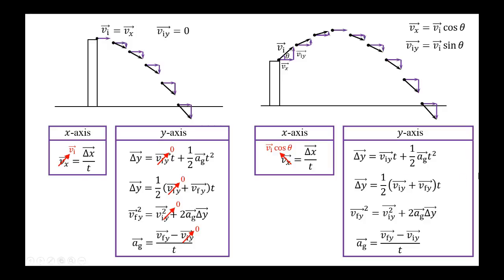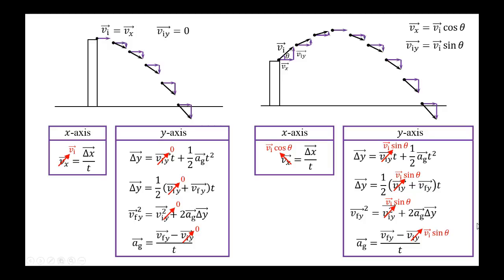And in these equations, the initial y velocity is not 0. It's the vertical part shown by this upward arrow. And that vertical part equals Vi sine theta, according to the right triangle. So for every one of those Vi's, we replace it with Vi sine theta.